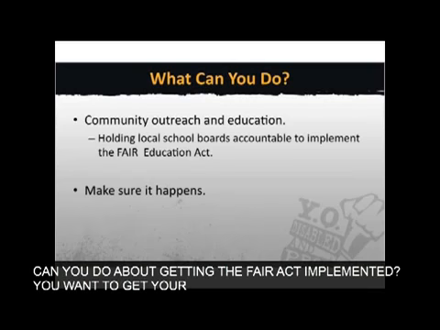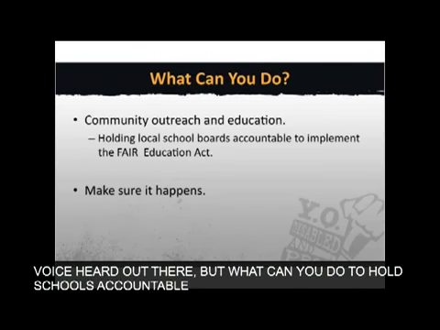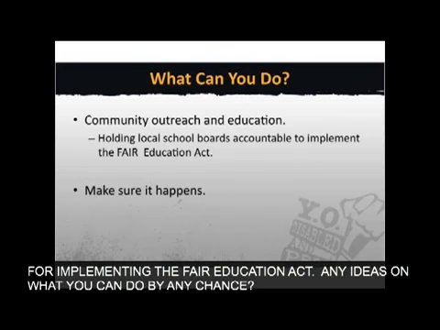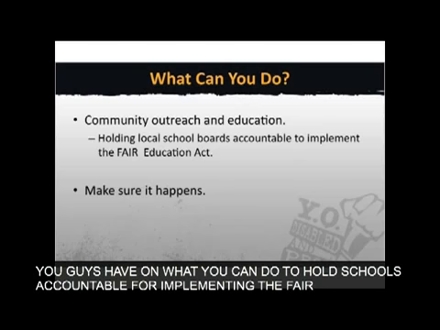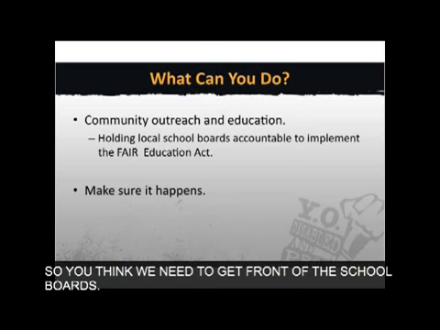Next, you're probably wondering, what can you do about getting the FAIR Act implemented? You want to get your voice heard out there, but what can you do to hold schools accountable for implementing the Fair Education Act? Are there any ideas that you guys have on what you can do to hold schools accountable? So Madeline, Teresa, and Rachel, you think we need to get in front of school boards?